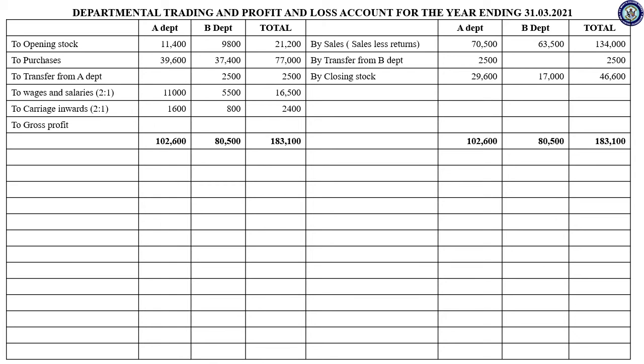So total 1,02,600, 80,500, 1,83,100, and the gross profit is 39,000, 24,500, and 63,500. So it is to gross profit. Next, write by gross profit, that is by gross profit brought down. So it is 39,000, 24,500, and 63,500.